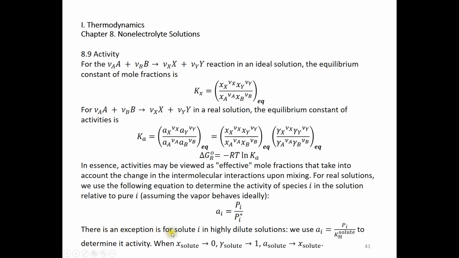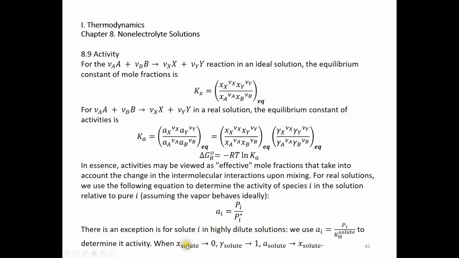Again, there's an exception for the solute in a highly dilute solution. We're not using P sub i star on the bottom. Instead, we use Henry's constant as the standard state. So in this case, the activity of the solute in a highly dilute solution, or we can say nearly ideal dilute solution, the activity is equal to P sub i over Henry's constant. We use this equation to determine the activity for the solute in a highly dilute solution.